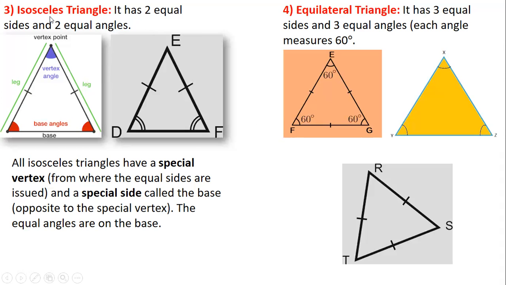So whenever I tell you we have an isosceles triangle, directly we should say that this isosceles triangle has 2 equal sides and 2 equal angles. Whenever we say we have an equilateral triangle, the first thing we should remember is this equilateral triangle has 3 equal sides and 3 equal angles. Each angle measures 60 degrees.